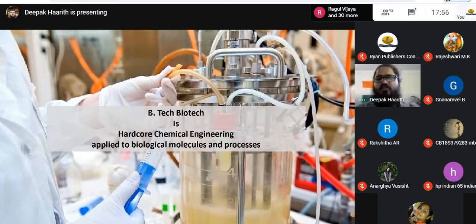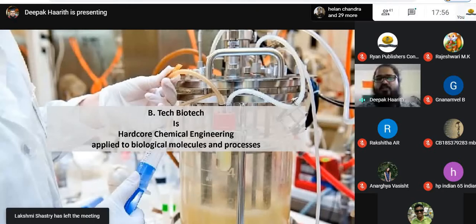Whereas BTech Bio is basically hardcore chemical engineering. I will say that again. BTech Biotech is hardcore chemical engineering. We're using chemical engineering principles, including heat transfer, mass transfer, and reaction engineering and things like that, which is all a lot of mathematics, by the way. And we apply that to biological molecules and biological processes. So that is what a BTech degree does, that it takes science and applies the principles of science to do something else.